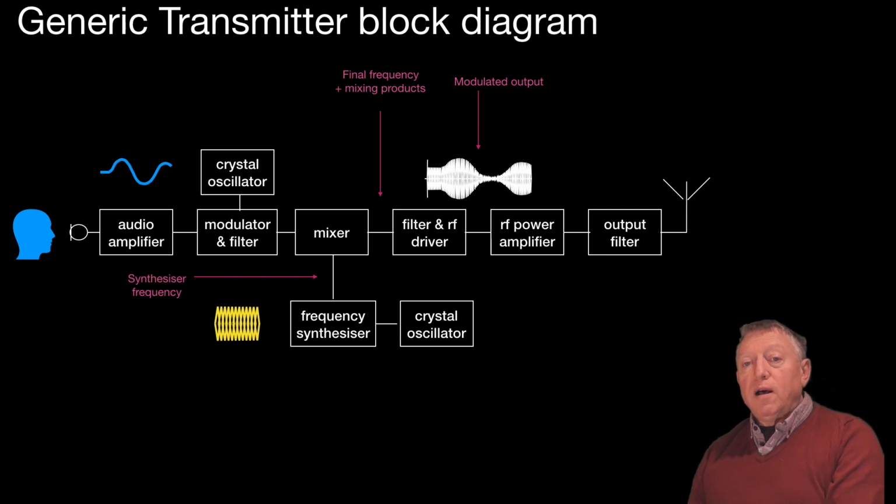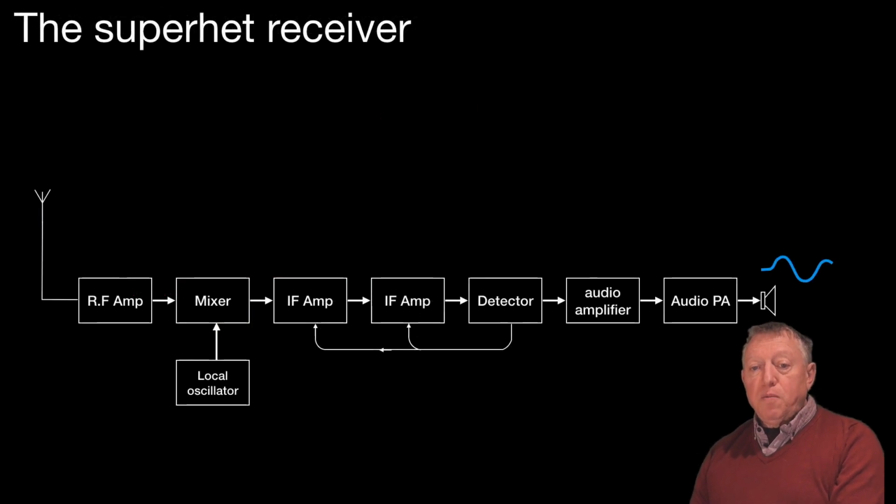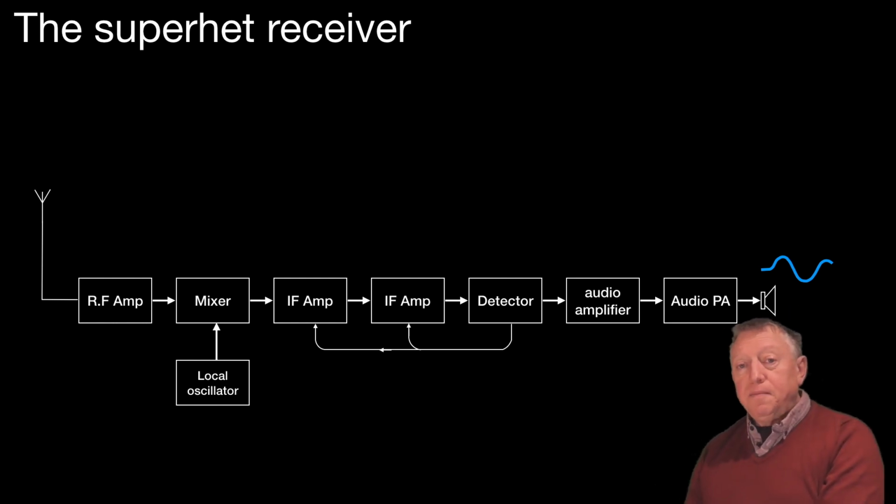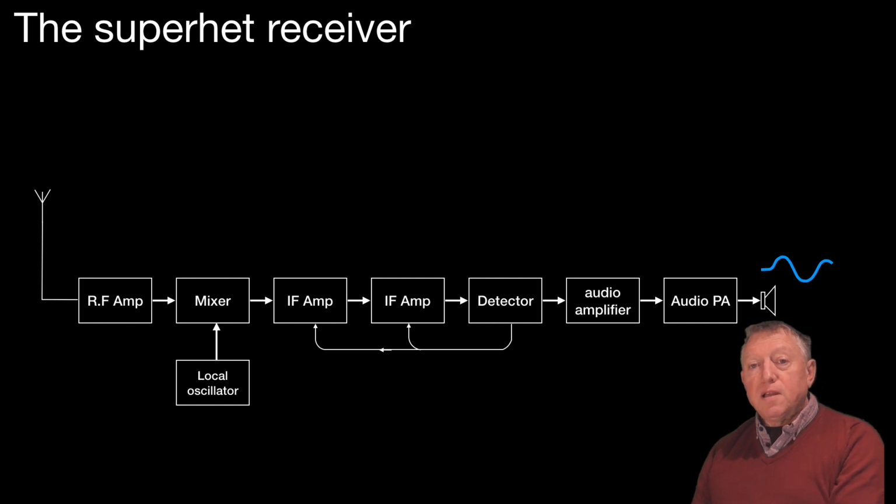So now that we've got our envelope, let's have a look at the superhet receiver. Well, the target is to get audio out of the speaker, and the audio to be as close as possible to the audio that was originally encoded as modulation on the transmitting signal.